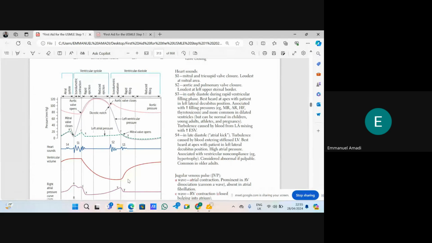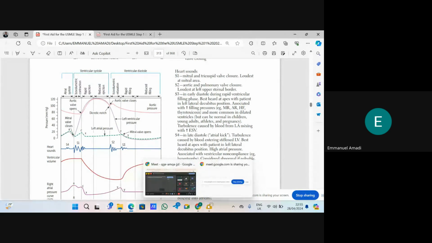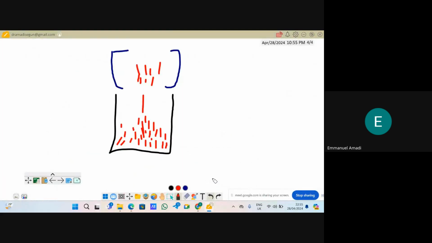Now look at what causes your S4. On the other hand, your S4 is caused by ventricular wall thickening. It occurs in any condition that causes the ventricular wall to become stiff. Let's assume this ventricular wall is now thickened.